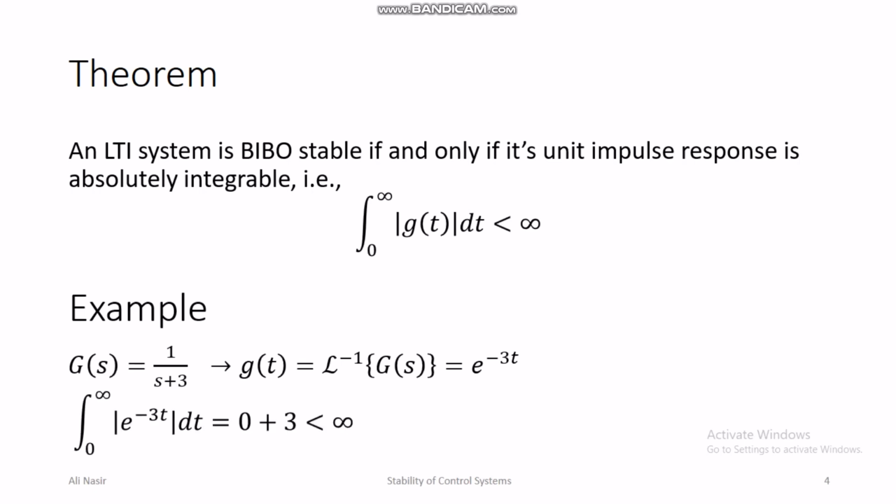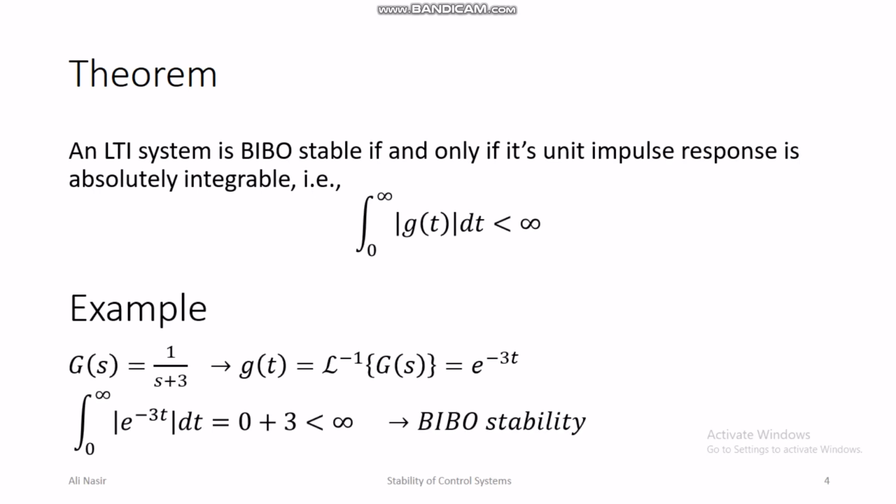So when we integrate this absolute value, when we put the limit infinity, we get 0. When we put the limit 0, we get 1 over 3. So the total integral value is plus 1 over 3, which is less than infinity. Therefore g of s equal 1 over s plus 3 is a BIBO stable system. Similarly, you can find BIBO stability for any transfer function as long as you can calculate the inverse Laplace transform of that, and you calculate the integral of that inverse Laplace transform. Then you can find out whether a system is BIBO stable.